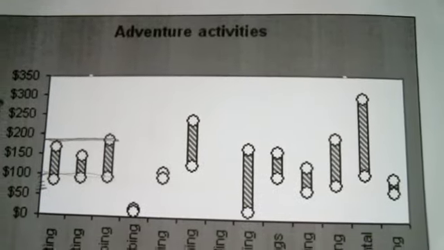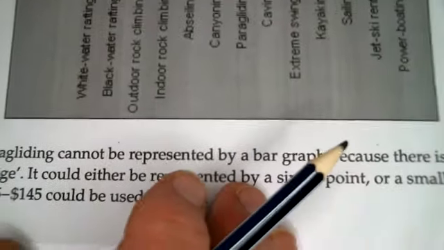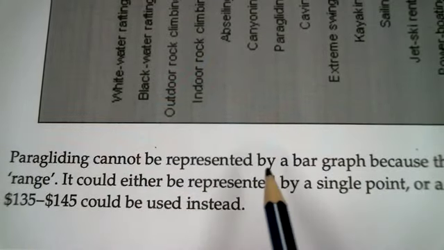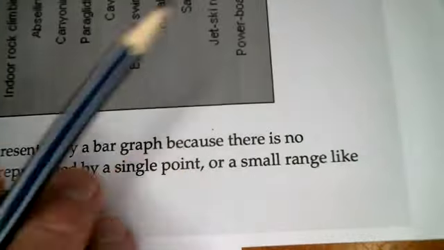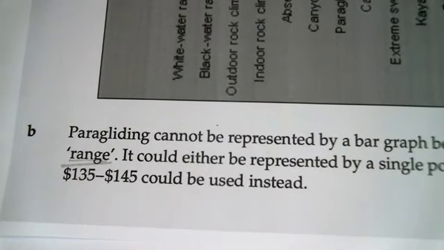Anyway, that's what a side-by-side bar graph actually is. And at the bottom here it says, and this I thought was very interesting, paragliding cannot be represented by a bar graph because there is no range. So we need a range in order for it to be represented by one of these graphs.